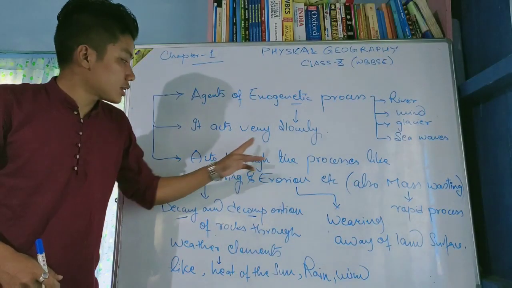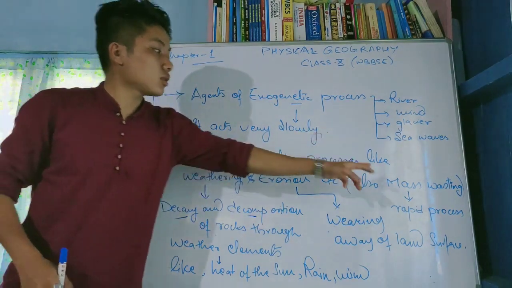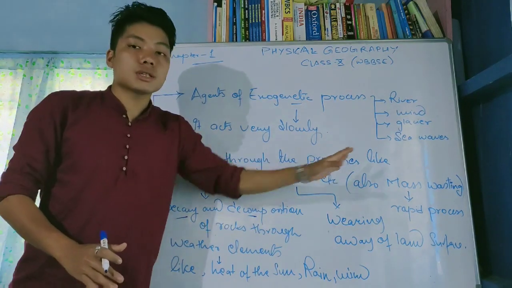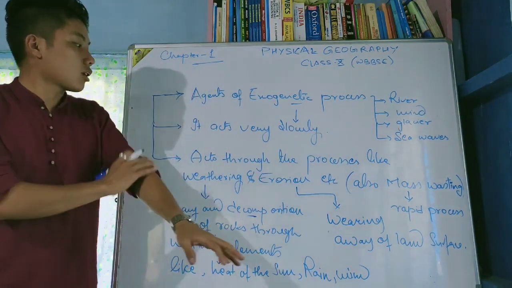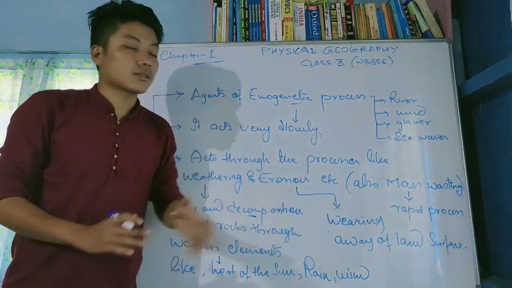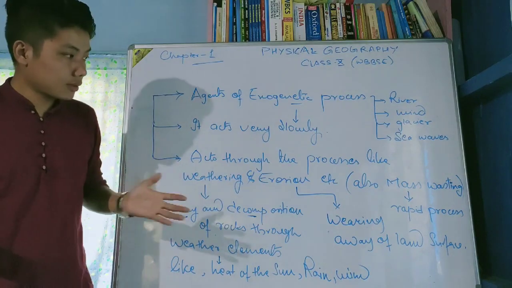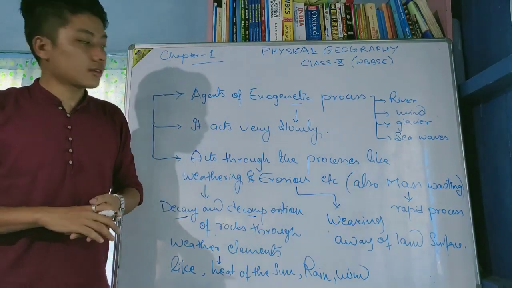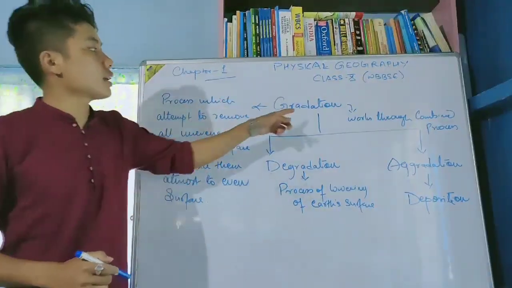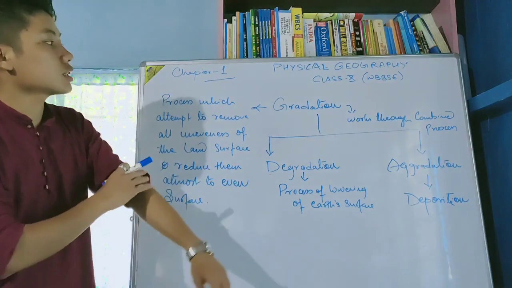Apart from weathering and erosion, exogenetic process also works through mass wasting. So what is mass wasting? Mass wasting is a very rapid process compared to weathering and erosion. Weathering and erosion are very slow processes, but mass wasting is rapid. It's a fall of land area under the influence of gravity. It's called mass wasting. Next heading we have gradation. It's a part of exogenetic process.